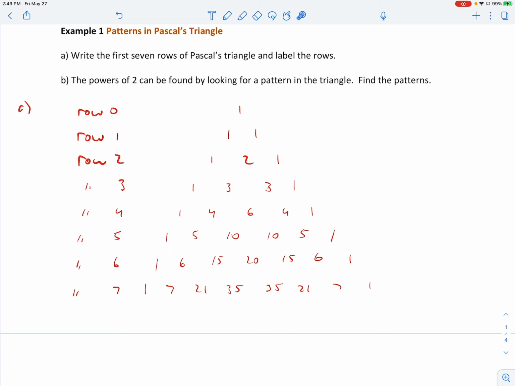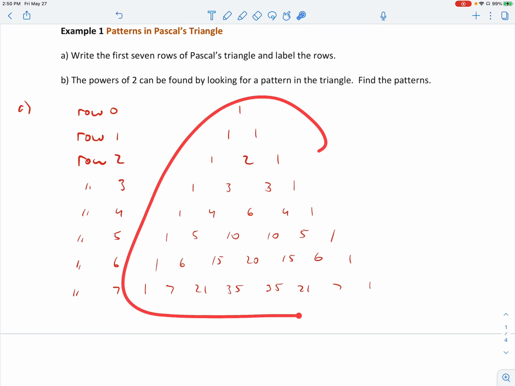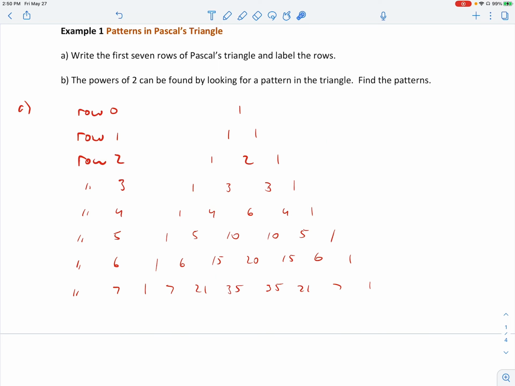Now it says the powers of 2, so the powers of 2, meaning like 2 to the 0, 2 to the 1, 2 squared, powers of 2, they can be found by looking for a pattern in the triangle. Find the patterns. So can you see 2 to the 0, 2 to the 1, 2 squared, 2 cubed inside this triangle? Okay, if you want to pause the video and try to see if you can figure it out, feel free to do so.